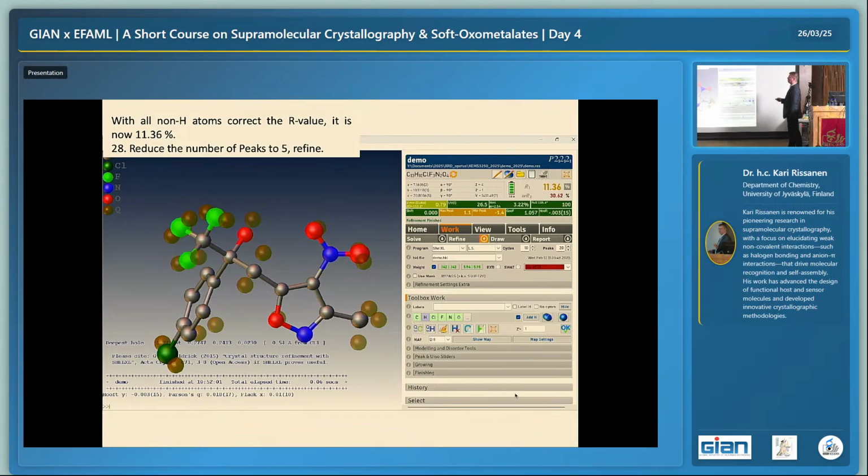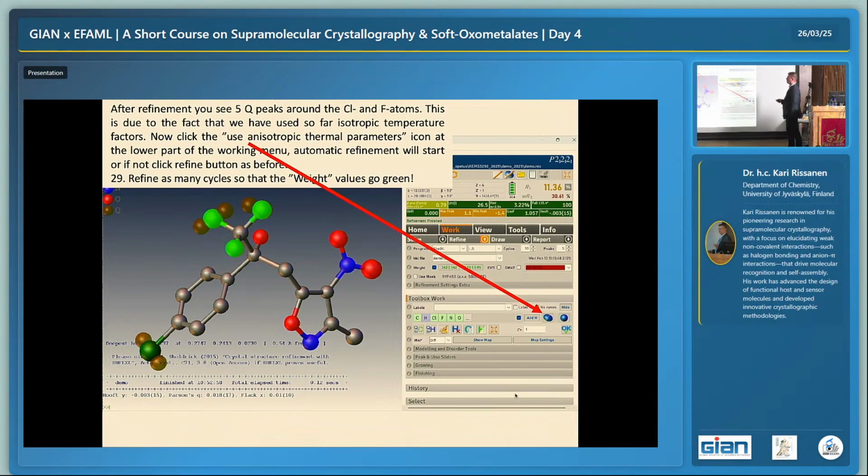And at this point, we can do a trick. We will go here and reduce the number to 5 and see what happens, and then refine it again. Now you can see that after the refinement, there are 5 Q peaks around the chlorine and fluorine atoms here. Look, why is this?